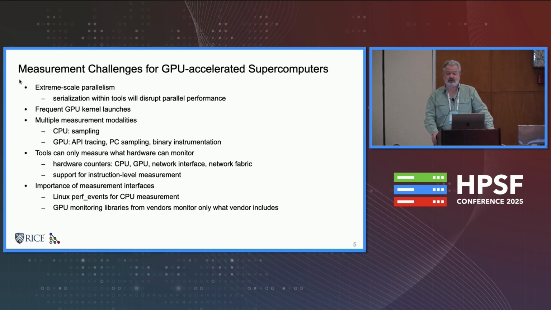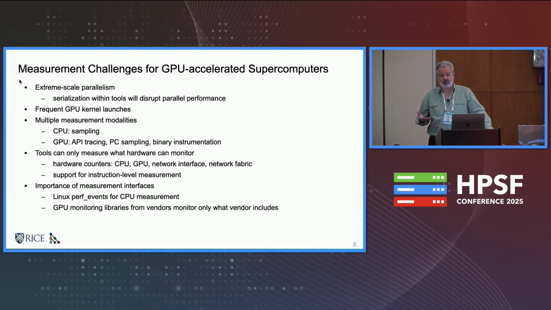We've got extreme scale parallelism, and what that means is that since there's extreme scale parallelism in the application, if we have any serialization within our tools, then that's going to disrupt the parallel performance, and we don't want to hurt the performance by trying to measure it. And so inside our tools, we end up building highly concurrent data structures, even some wait-free data structures for pushing measurement data back and forth between monitoring threads and the application threads that are recording them. There's frequent GPU kernel launches, and so with the measurement infrastructures we're using, the vendor measurement infrastructures will monitor the GPU operations as they're being launched.